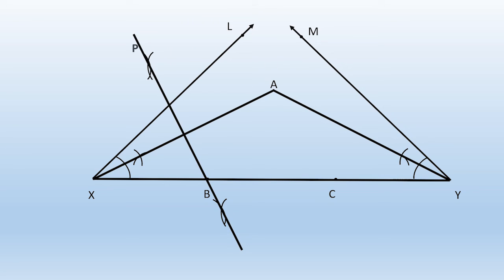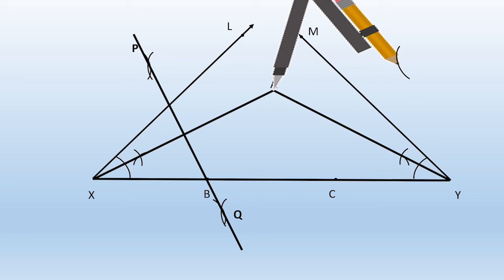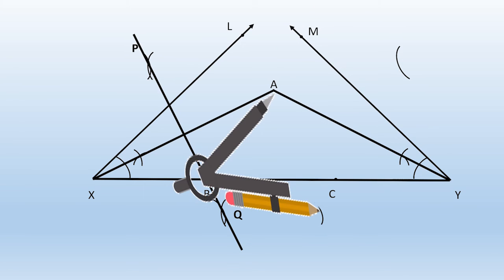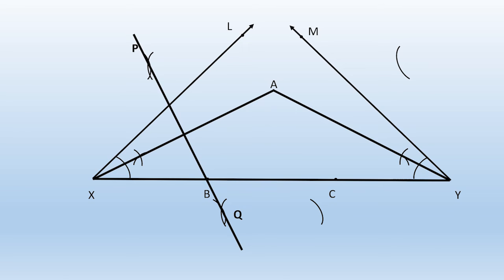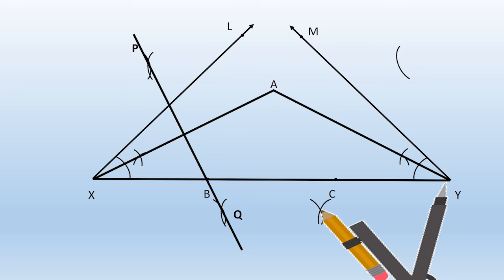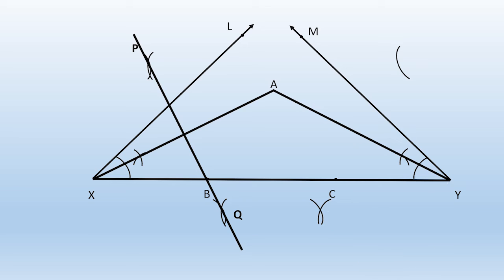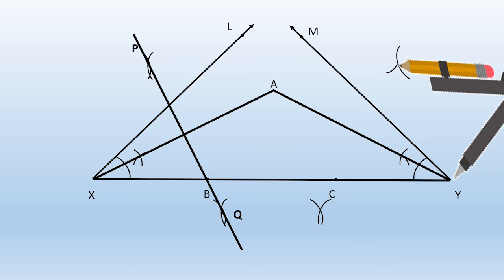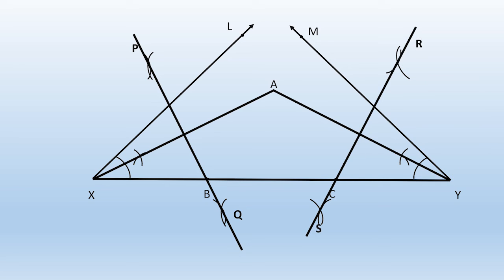Thus, ABC is the required triangle. For the justification of the construction, you may observe that B lies on the perpendicular bisector PQ of AX. Therefore, XB is equal to AB and similarly CY is equal to AC. This gives BC plus CA plus AB is equal to BC plus XB plus CY, which is equal to XY.